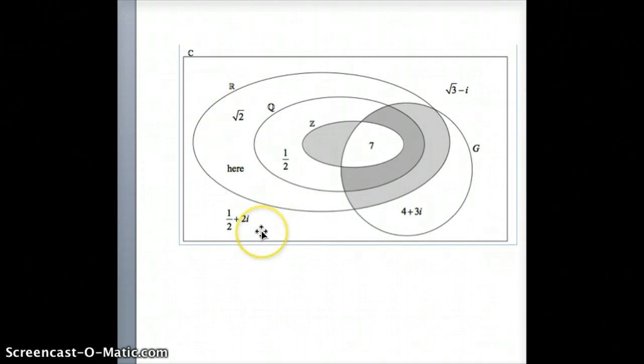Half plus 2i is a complex number, therefore it must be outside the reals, but it couldn't go in here. Whereas 4 plus 3i goes in here because it's complex, so it's outside the reals, but it's captured by this area here, which contains x plus yi where they're integers. Again, for the same reason as a half plus 2i, root 3 minus i: if root 3 was an integer, it would go in here. It's not, so it stays out there. A half itself is a rational number. It's not an integer, so it can't go in the circle, and it can't go in there either.